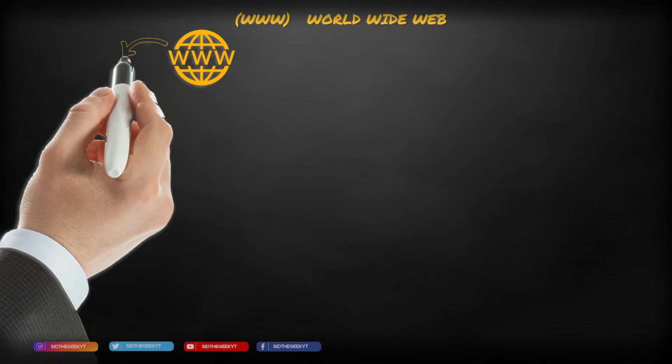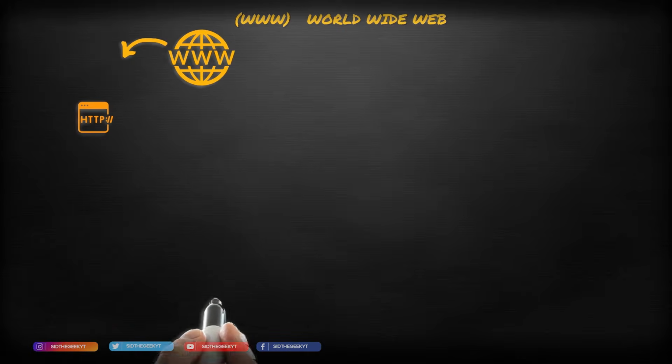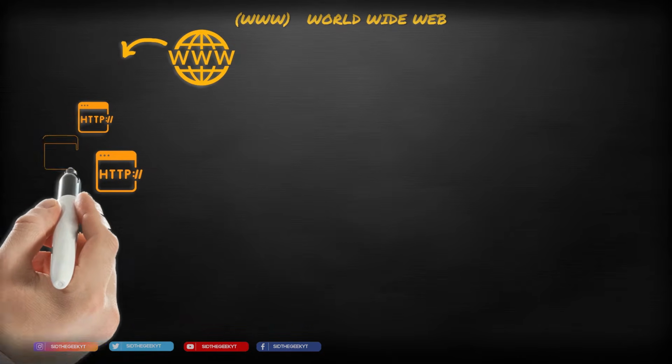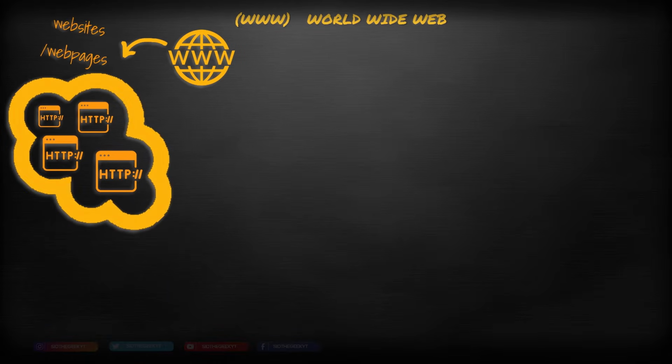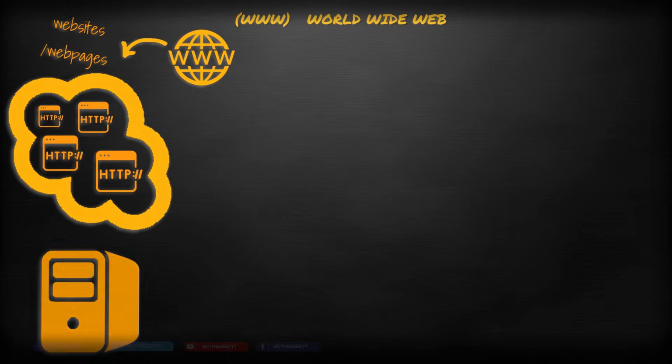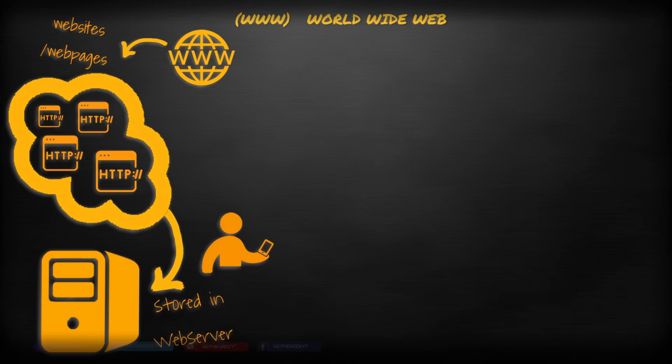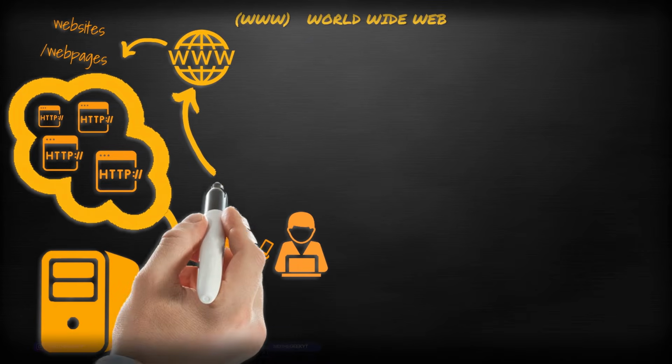Let's first find out what is World Wide Web. The web or World Wide Web is a collection of websites or web pages that are stored in a web server. A web server is a computer that provides these services. Then these pages are accessed by people using PC, smartphones and tablets on the internet.